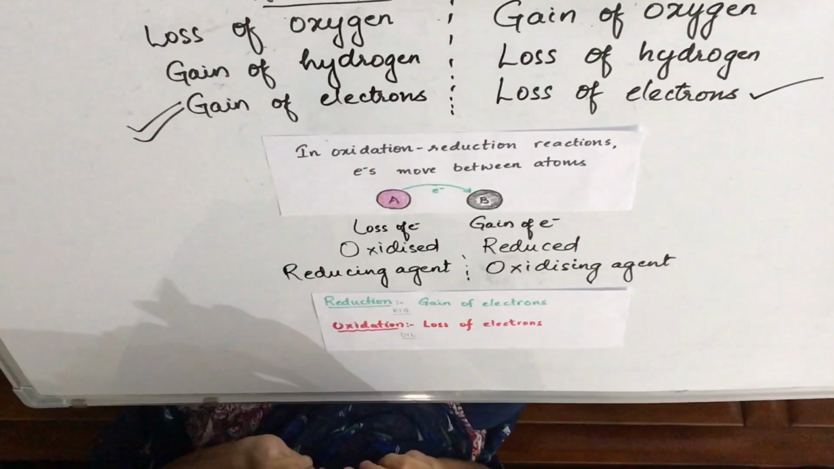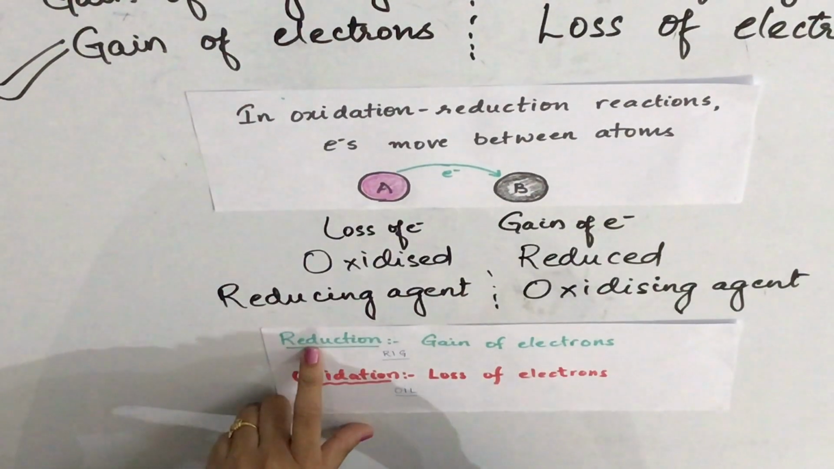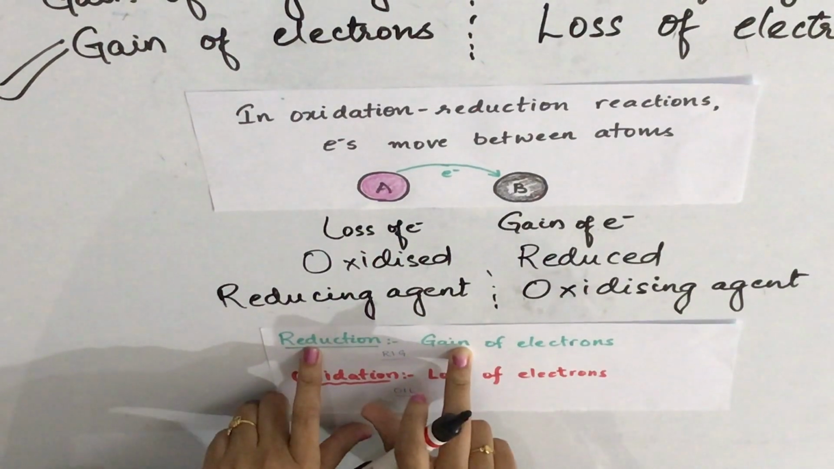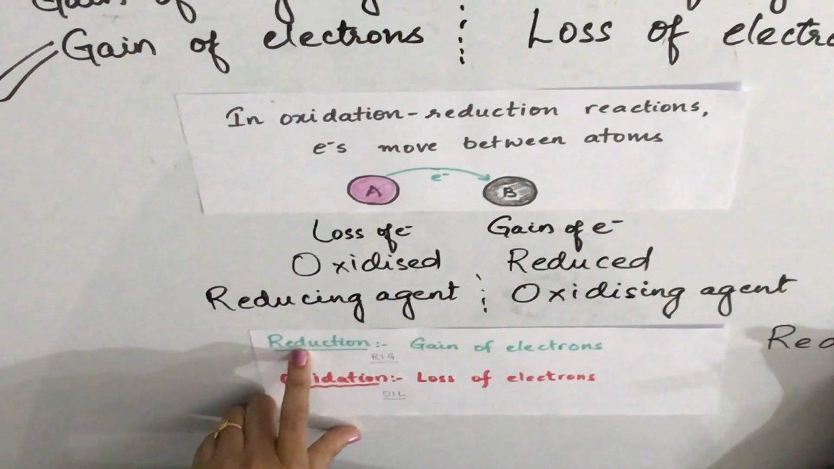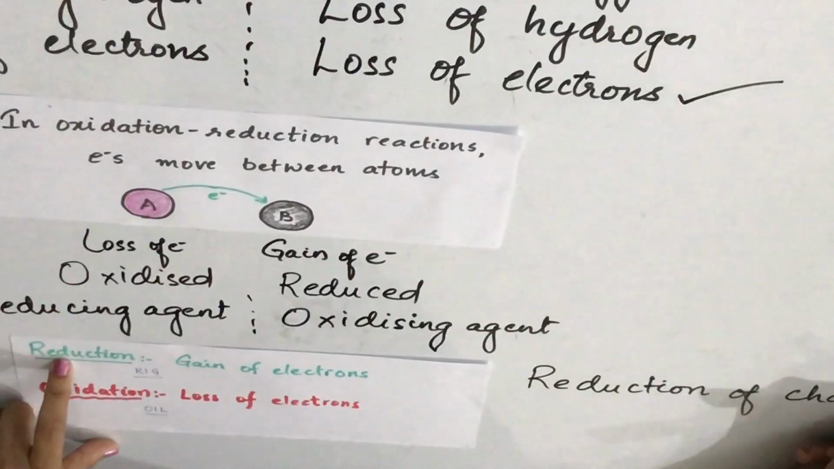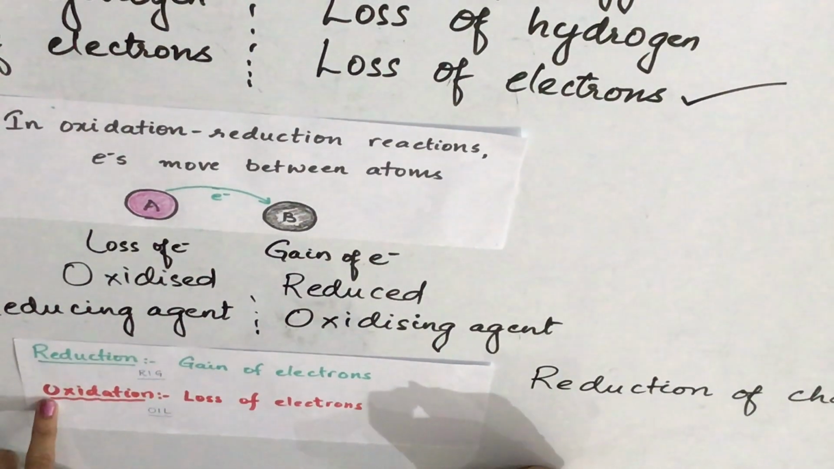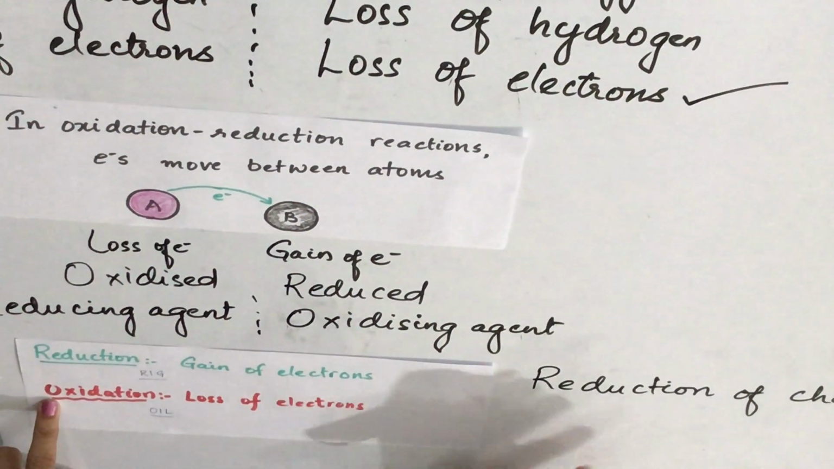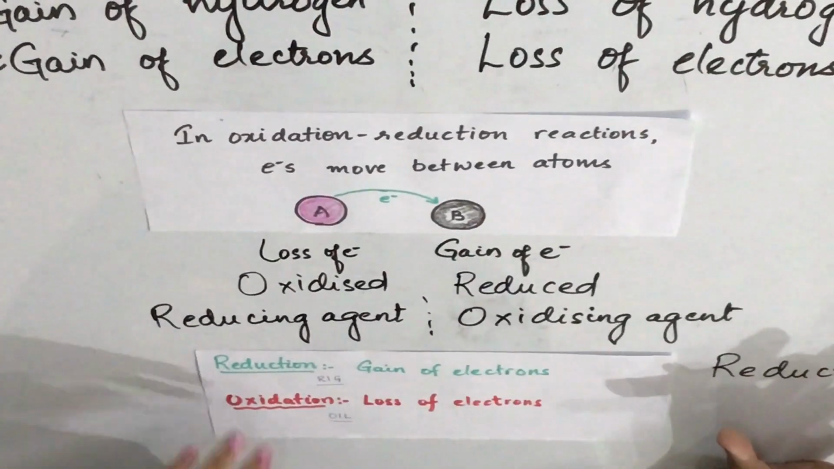Now, to remember, reduction is gain of electrons, oxidation is loss of electrons. Reduction should be something reducing, then why gain? Because you can remember that it is reduction of charges. Oxidation is loss of electrons. This is gain of charges. So at least if you can remember one, you can do the other one.